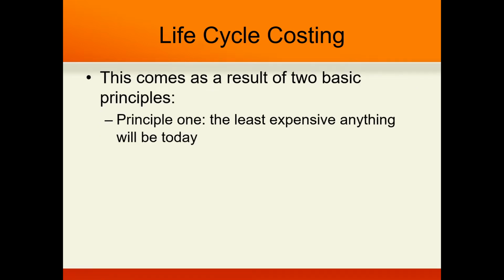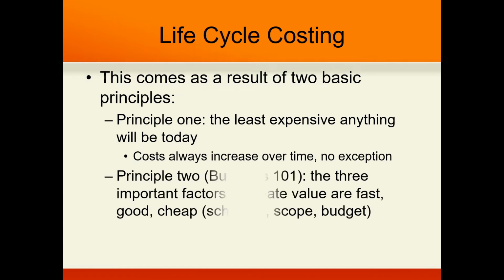This comes from a result of 2 basic principles. Principle 1, the least expensive anything will be is today. Costs will always go up over time. There's no exception to that. Raw materials go up, labor goes up, transportation costs go up, inflation, they all have an impact. So we need to understand when it comes to buildings, construction, maintenance, that those big expense items, the cheapest they will ever be as far as budget goes is today.